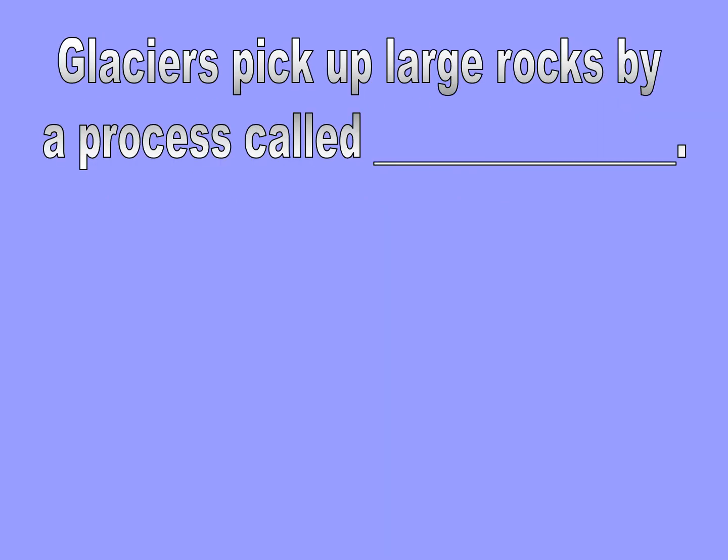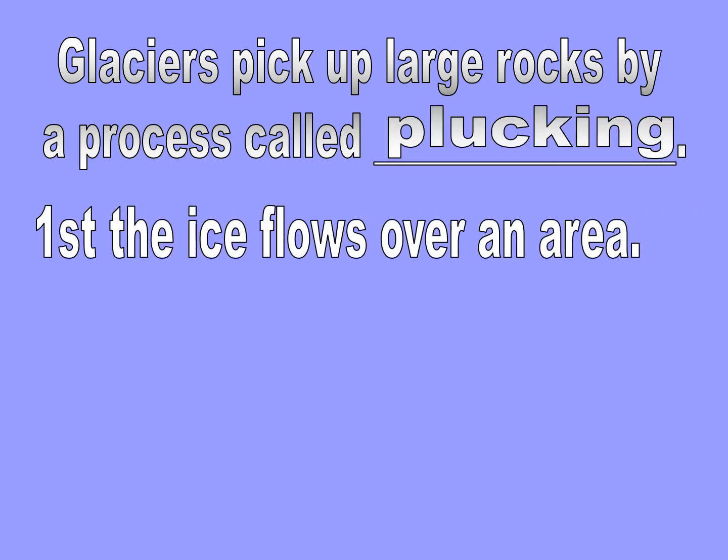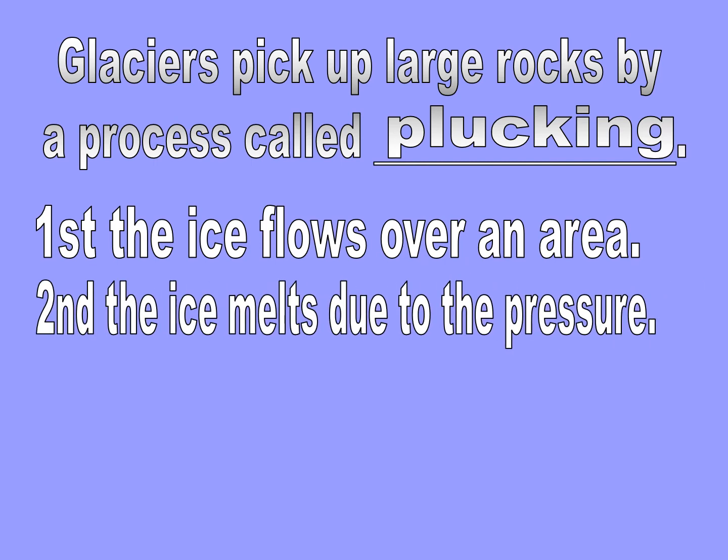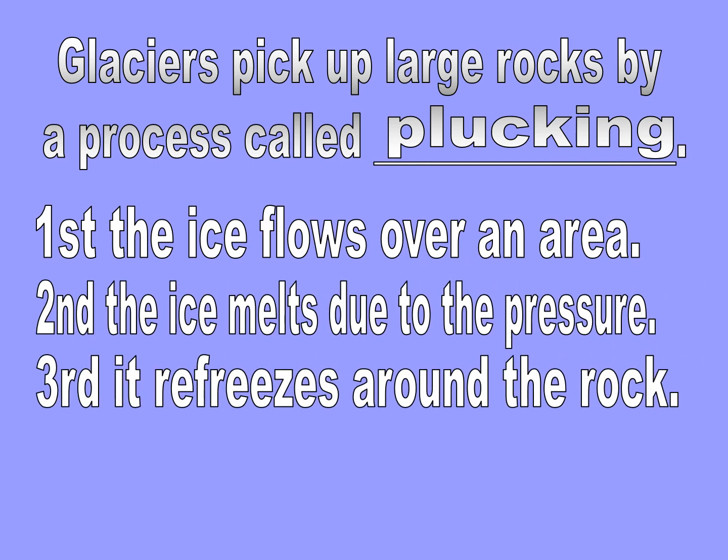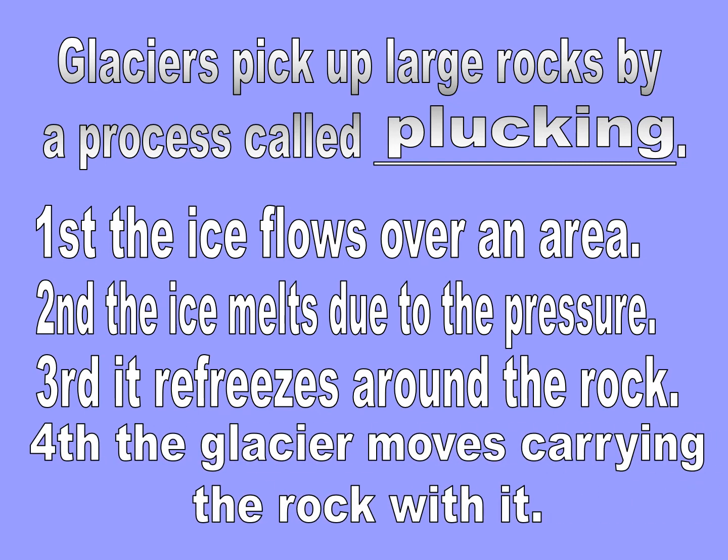So glaciers could pick up rocks by a process called plucking. First, the ice flows over an area. The ice melts due to the pressure. It refreezes around the rock that it just flowed over. And now the glacier moves, and the rock is embedded in the bottom of it. So the rock is what's going to cut the valley.